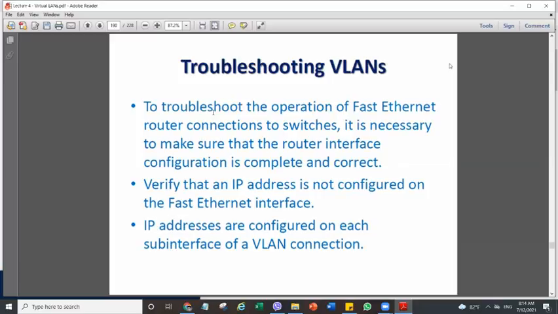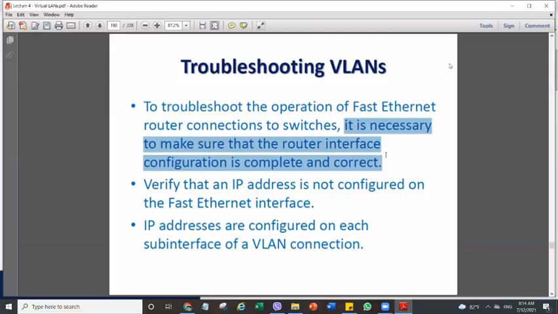To troubleshoot the operation of the Fast Ethernet router connections to switches, it is necessary to make sure that the router interface configuration is complete and correct. Because if we are not sure the router interface is correct, we cannot make any correction at the switch end, because we are not sure about the other end. So one end should be correct first.